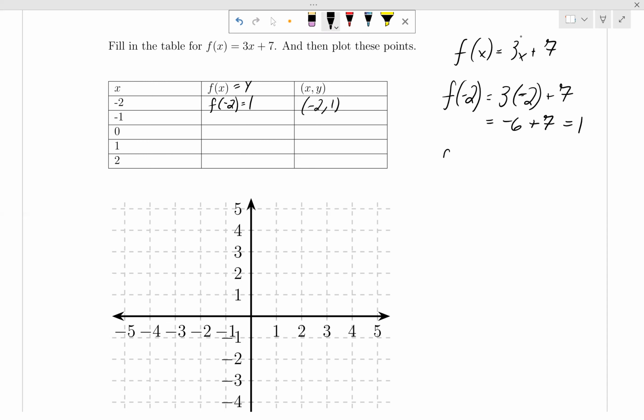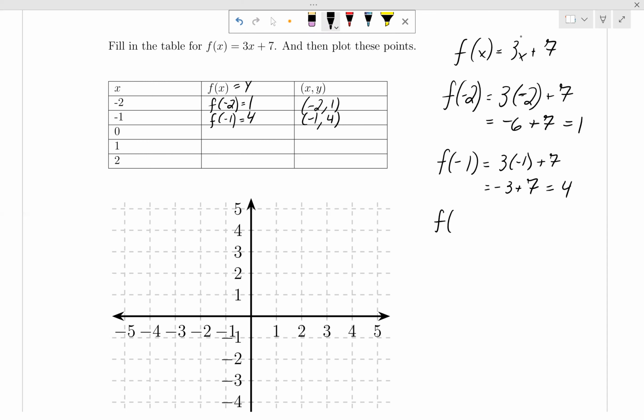All right, then f of -1, we get 3 times -1, plus 7, which is -3 plus 7, which is +4. So f of -1 is equal to +4, and our point is the point -1, 4.